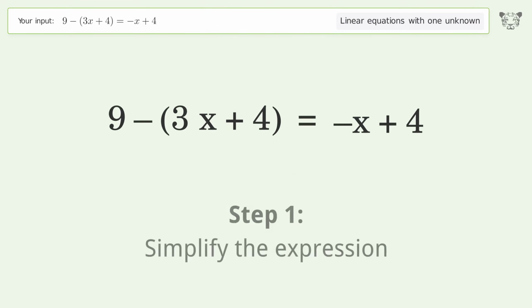Group like terms. Simplify the arithmetic. Group like terms. Simplify the arithmetic. Group all constants on the right side of the equation. Subtract 5 from both sides.